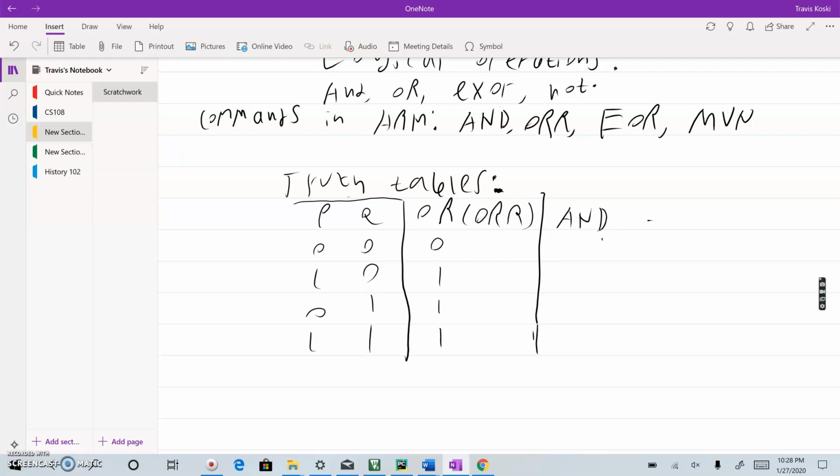both of them have to be true in order for the whole thing to be true. So in other words, if just one of them is a 0, then the whole thing is false, 0.